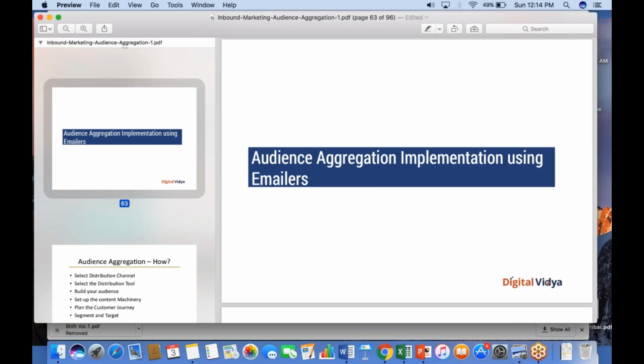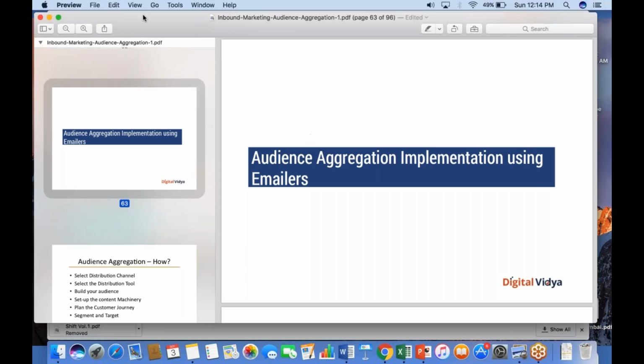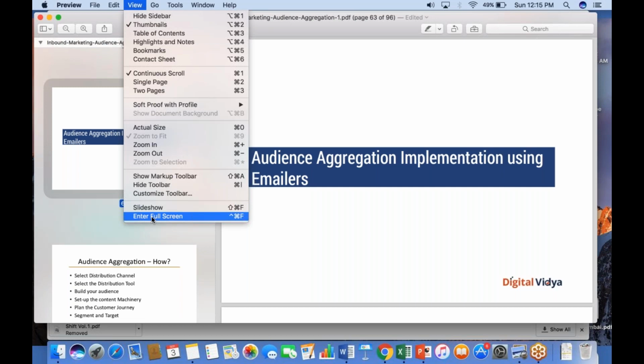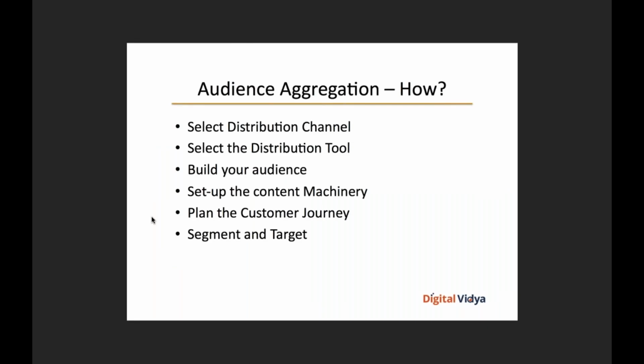Okay, now coming back to our presentation. What we'll now do is understand how we do audience aggregation through emailers. We'll look at quite a few examples and understand how you go about doing audience aggregation through emailers. The first thing is you need to select your distribution channel, followed by your tool, which is your email platform.